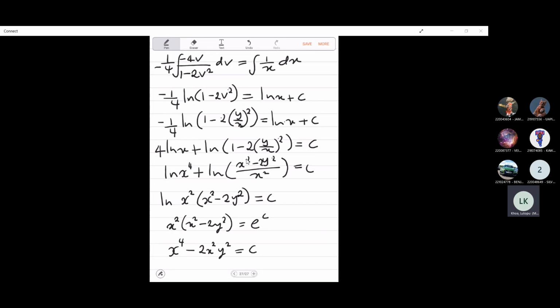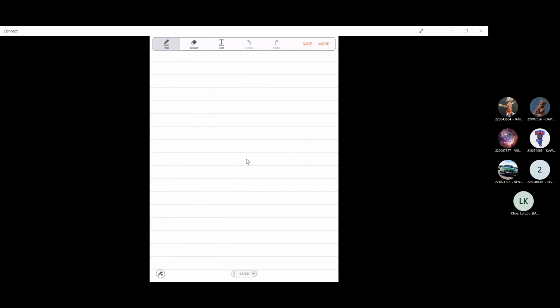And number 3. We have dy/dx equals y plus the square root of x squared minus y squared, divided by x. Okay, so what we want to do here is solve this one, and we should be able to see that this is in fact separable.